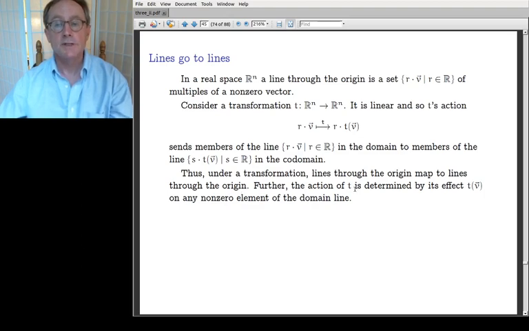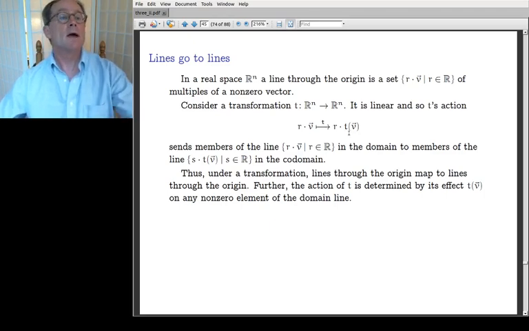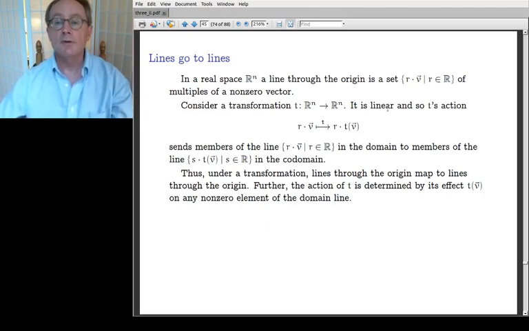So the action of T is determined by its effect on any non-zero element of the domain line. If you tell me where v goes, whatever T of v is, then I know where everybody in the line goes. 3 times v goes to 3 times T of v. 5 times v goes to 5 times T of v. So all you have to do is tell me where v goes, and I know where everybody goes. Okay. So how does that help here?